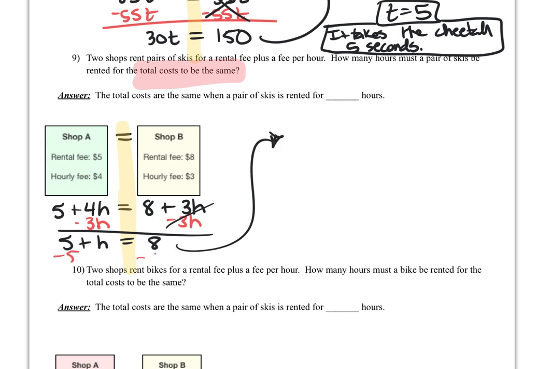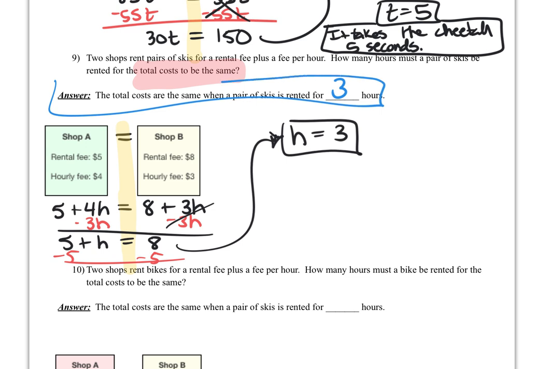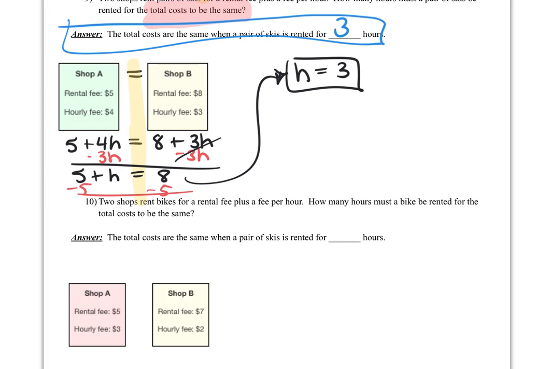Minus 5. Minus 5. Good. H equals 3. Awesome. Fill it in right there. They already wrote the sentence for you. So, yay. The total costs are the same when a pair of ski is rented for 3 hours. So once you hit 3 hours, it really doesn't matter. I'd probably go to the one that had the better quality skis or the one that had less wait time to check out. If they're the same, nothing really matters except for some additional factors, okay?